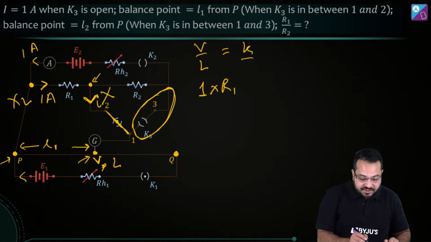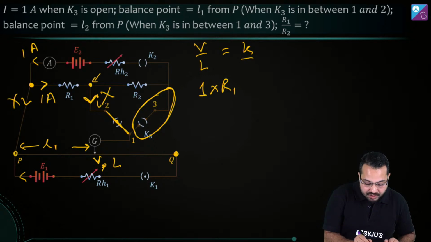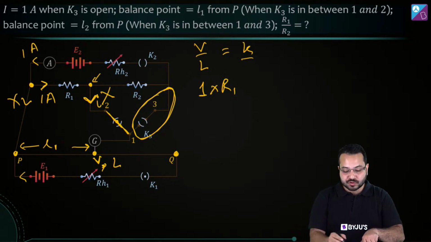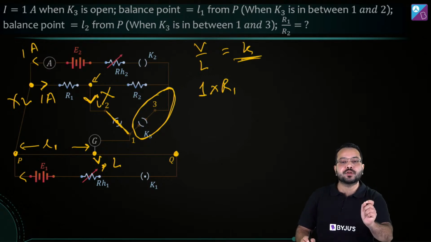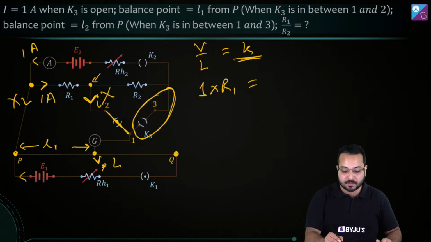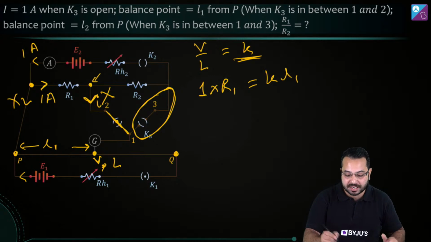Now, what is the potential difference across this L1 length of the wire? Here we are going to use the potential gradient. Per unit length, what is the potential drop? K. So for this length L1, what will be the potential drop? It is going to be K into L1. That's it.